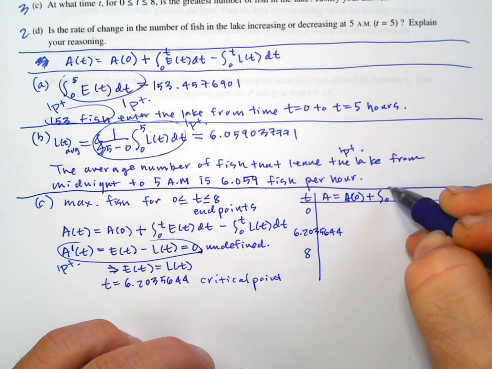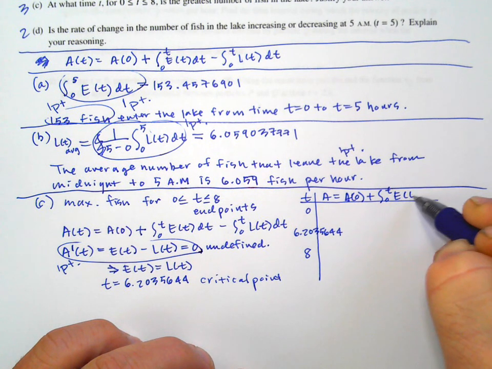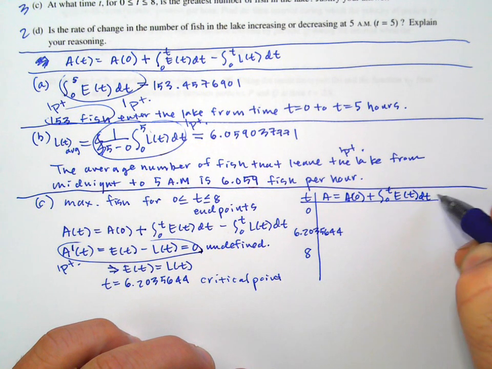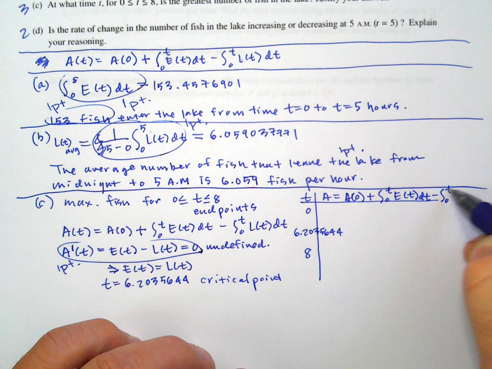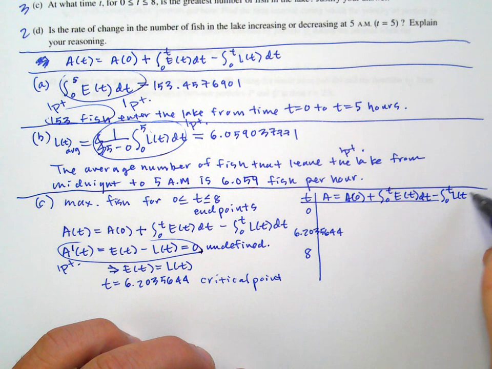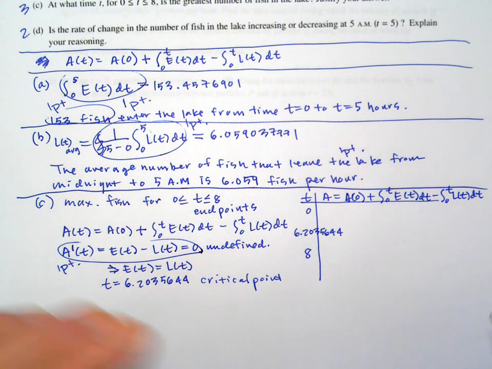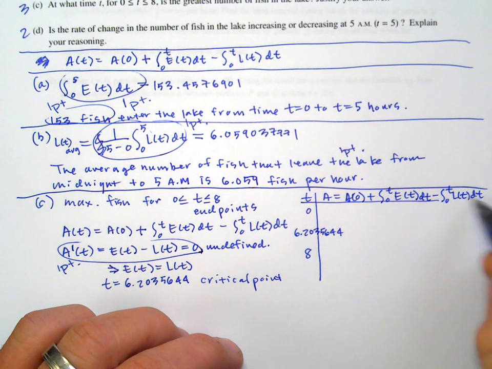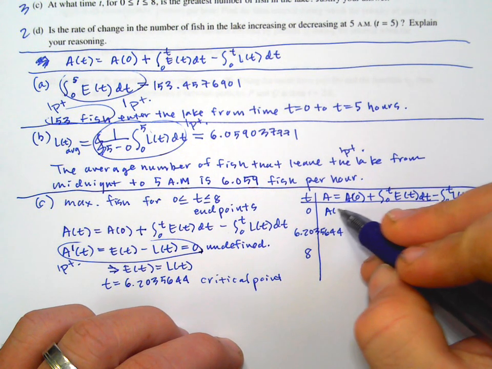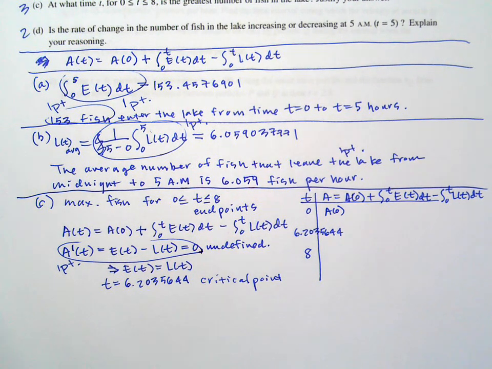Now, usually we have an initial condition that we don't have this time, but we can still figure out where the max happens. I don't know if we'll know what exactly it is, if the initial condition is supposed to be something other than 0. But if you plug 0 in here, you're going to get A0, initial condition, whatever that is.